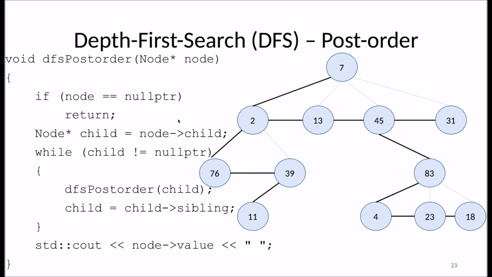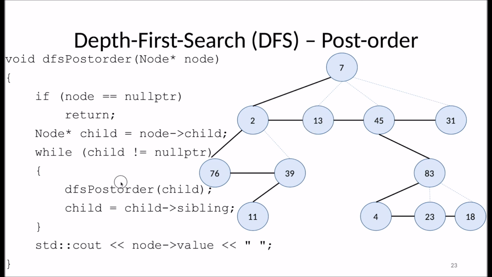So that was a function call with 2. It had a child 76 and 39. When I go from 39 to the next sibling, this is null. I stop this and then I output 2. And then I back up to the function call of 7. So the node is 7. I called 2, which is the first child, and then get the next sibling, which is 13.